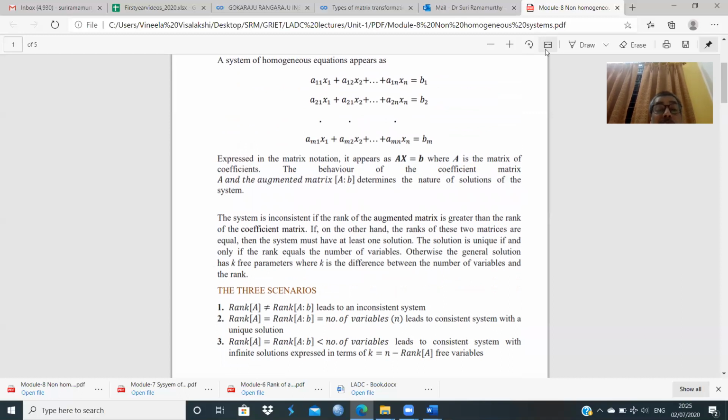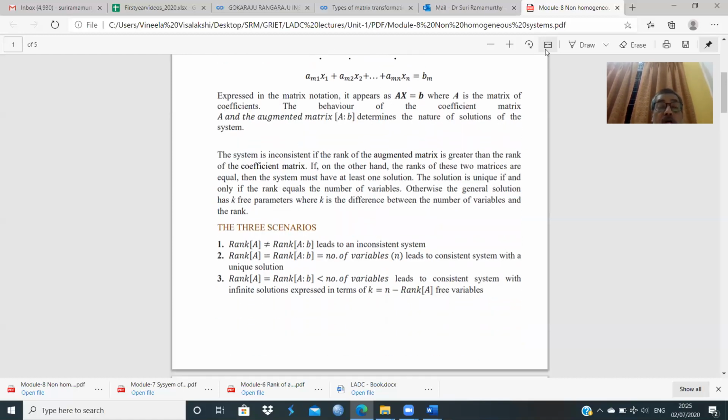Now the system is inconsistent if the rank of the augmented matrix is greater than the rank of the coefficient matrix. If on the other hand, the ranks of these two matrices are equal, there are two possible scenarios. Either we can have a unique solution or we can have infinite solutions. Of course, infinite solutions have to be expressed in terms of free variables, about which we'll discuss.